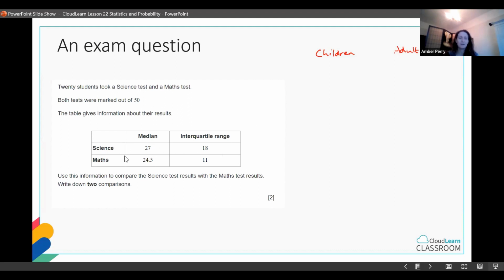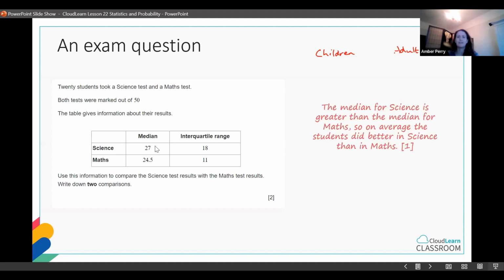So your first mark will come from talking about the median and what it means. So obviously they seem to have a higher median in science. So that means that they generally, on average, do better in science. So you might write down something like, the median for science is greater than the median for maths. So on average, the students did better in science than in maths. You don't need to worry too much about writing a perfect sentence. You just need to get that information down. So the median is higher for science, so students on average did better. So it's getting that word on average in, they did better in science than in maths.